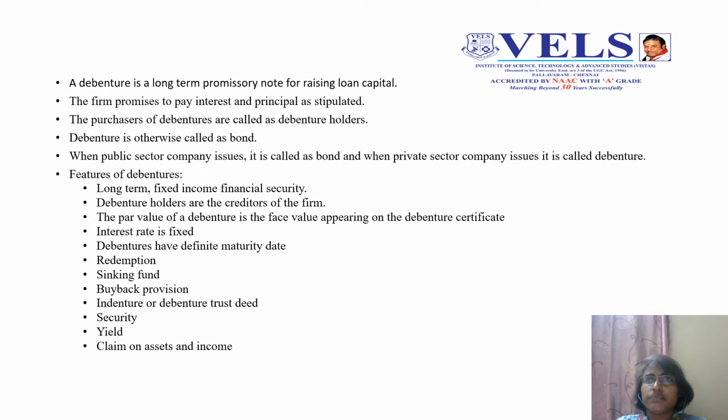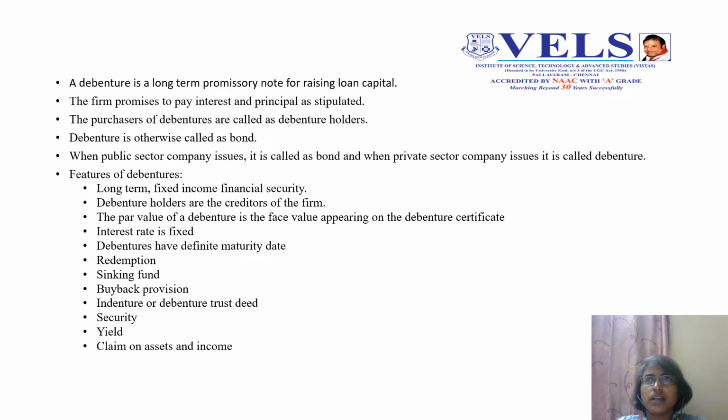Whereas in the case of preference shares, the shareholders receive a fixed dividend rate. In the case of a debenture, as mentioned, it is a long-term promissory note for raising long-term capital. The companies fix a price for each debenture. The debenture price may range from 10 rupees or 100 or 1000 or 10,000 or even 1 lakh. The interest is fixed here. The investors, we call them debenture holders.